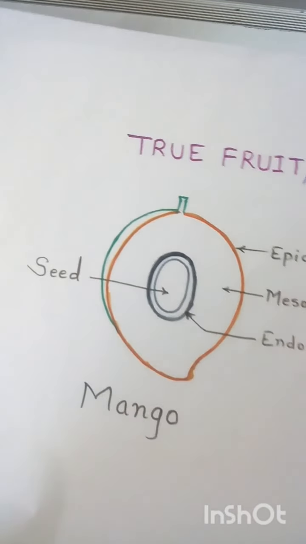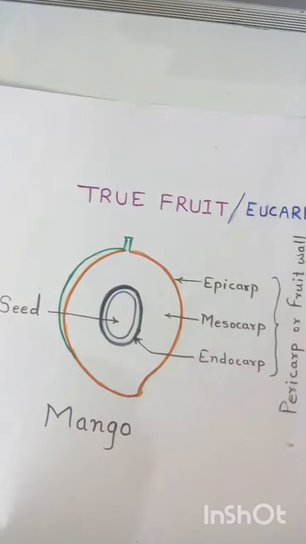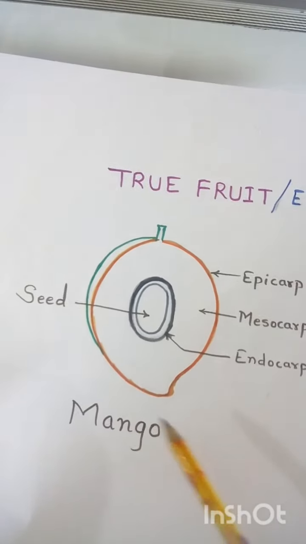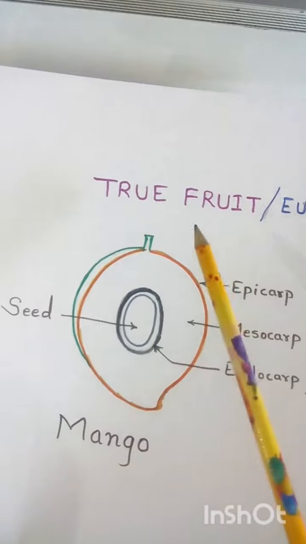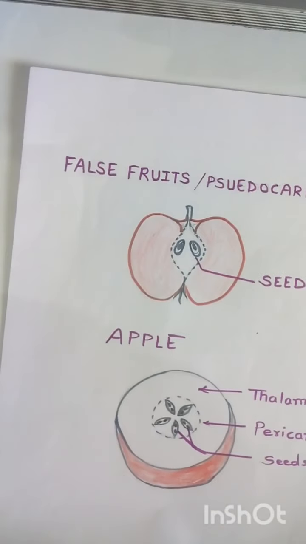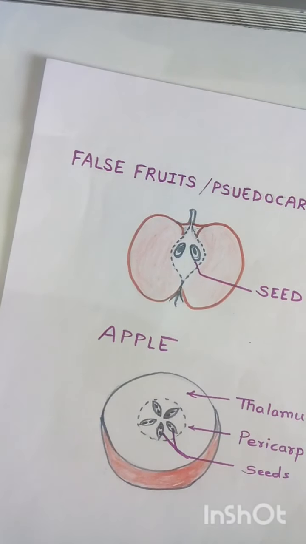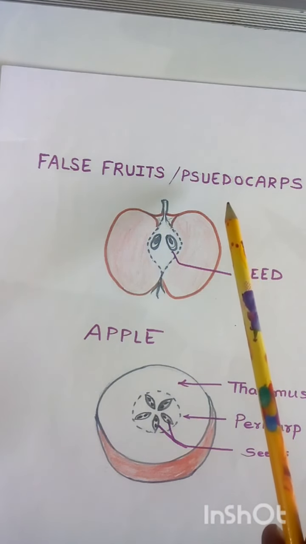This is the diagram of a true fruit. True fruits are also called eucarp, and the example is mango. True fruits are produced only from the ovary of the flower. The next type of fruit is false fruits, which are also called pseudocarp.